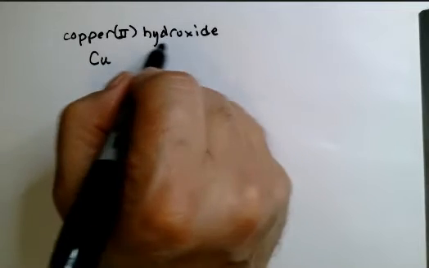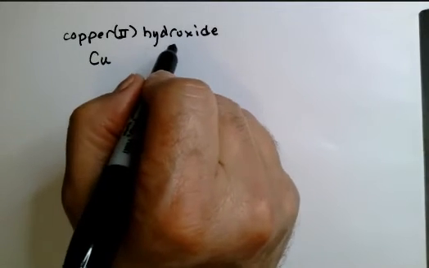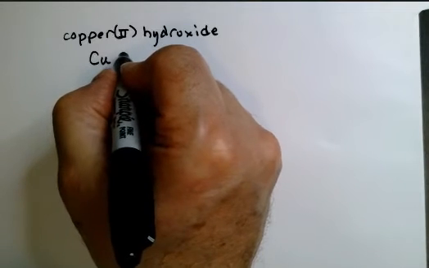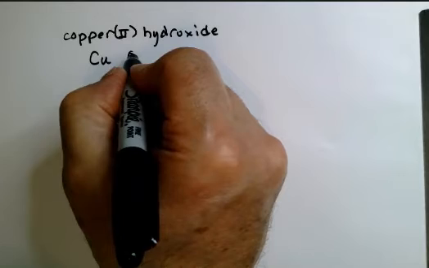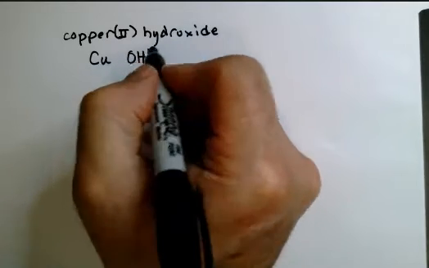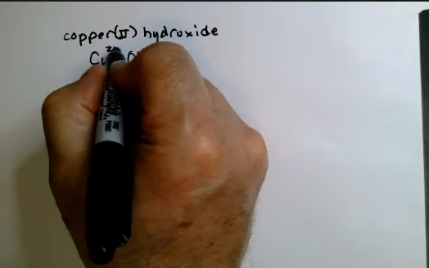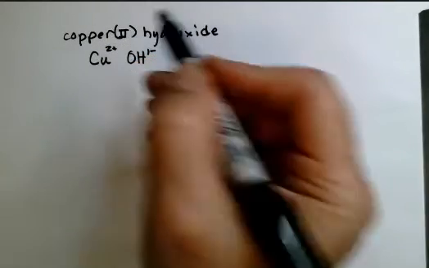And we need to memorize polyatomic ions. I have another video reviewing these with you. Please check that out. Hydroxide is OH minus 1, and we know that copper is 2 plus because of this Roman numeral 2.